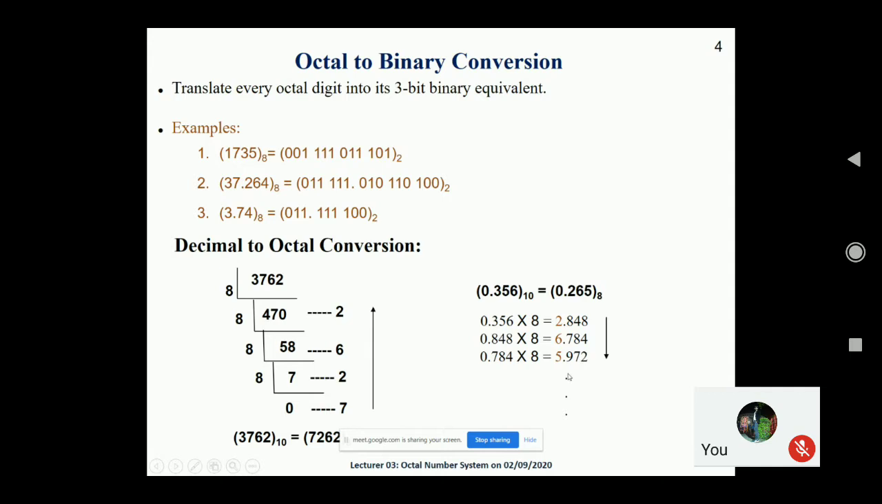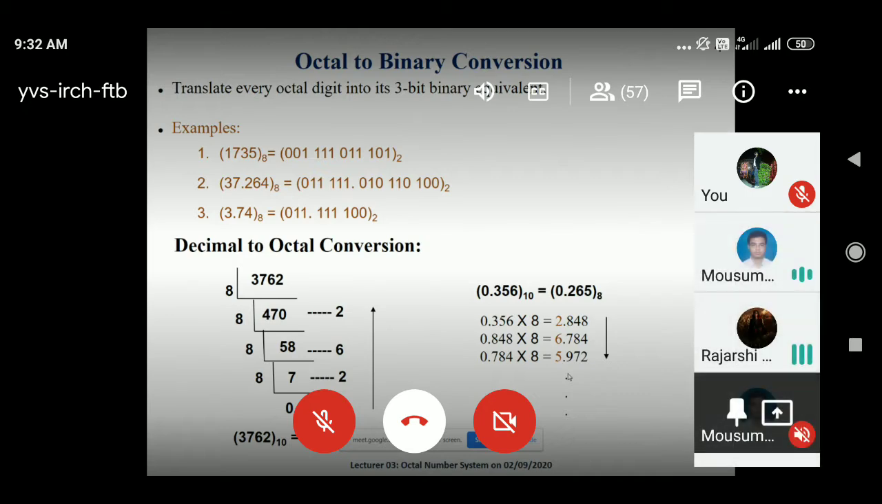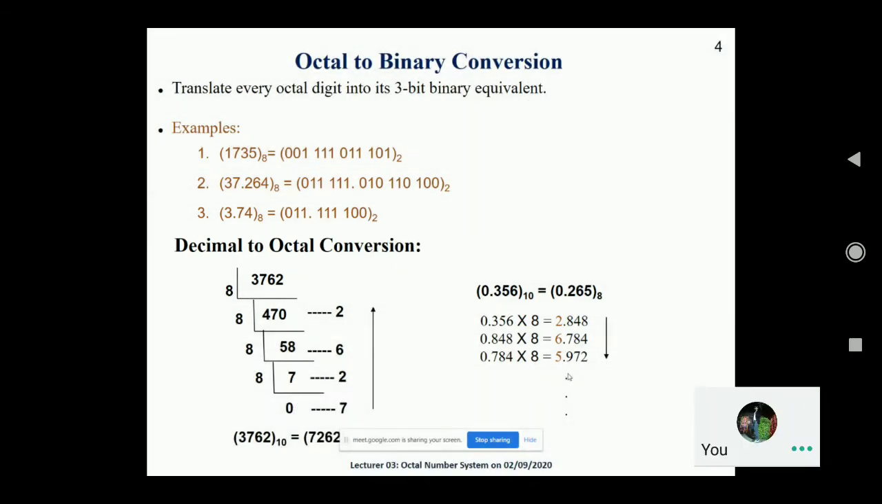So what happened? We are converting 0.356 to octal, and the answer is 0.265. Any doubt? How long should we continue? We keep multiplying the fractional part by 8. Sometimes, taking a particular part, the result comes as 6.784.